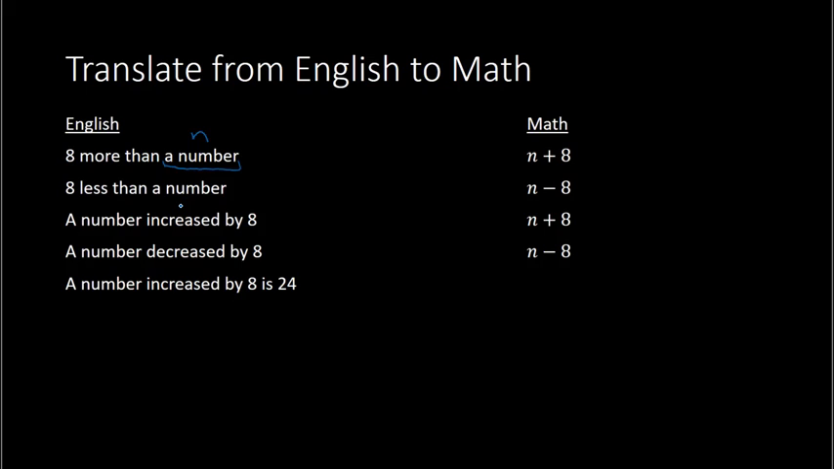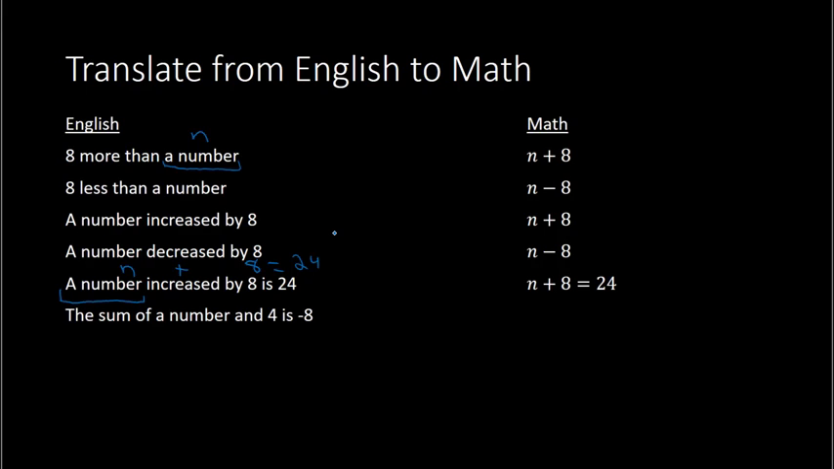Next we have a number increased by 8 being equal to 24. So in math notation, I see here a number, so the letter n or x or whatever for number, increased by 8 means I'm adding 8. Is means equals, then we have the number 24. So in math I would say n plus 8 equals 24.